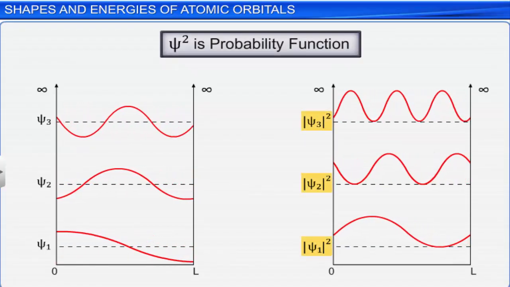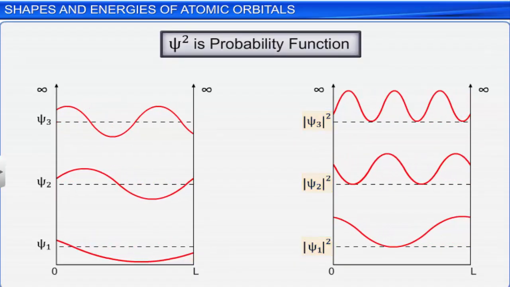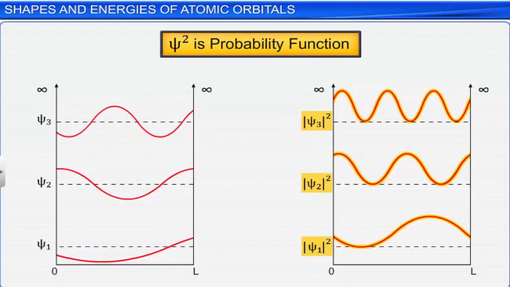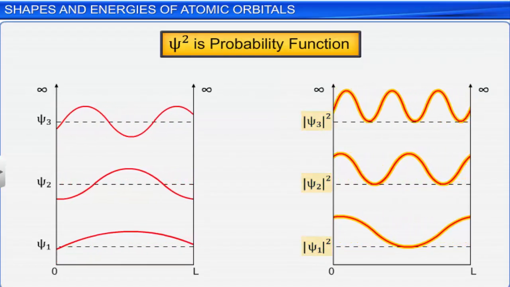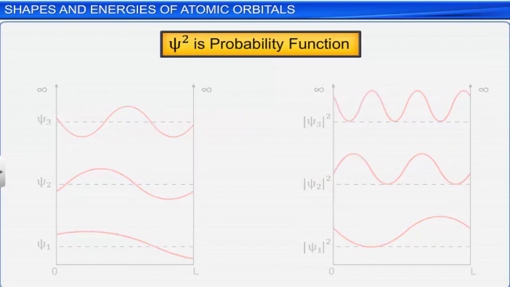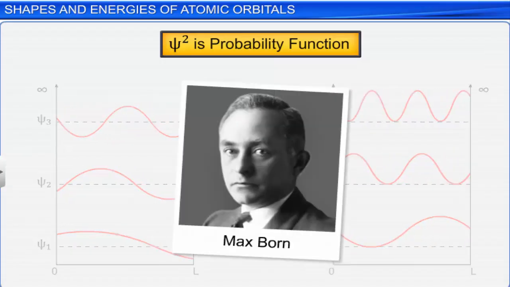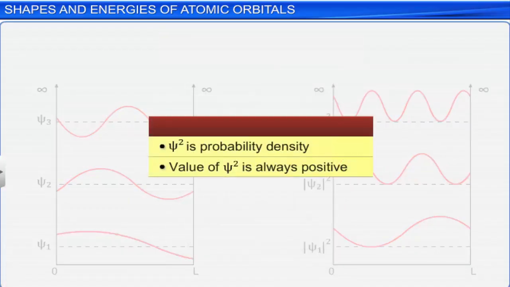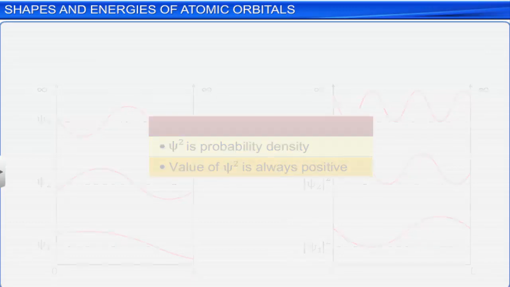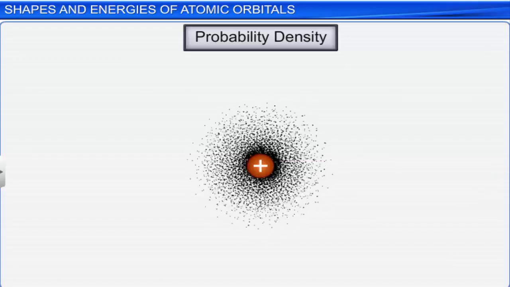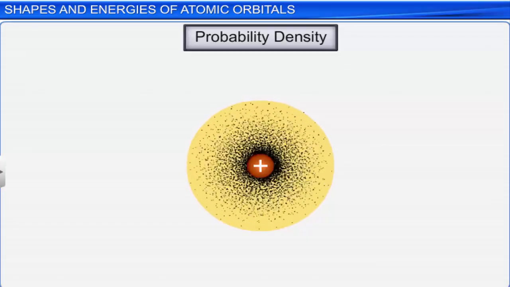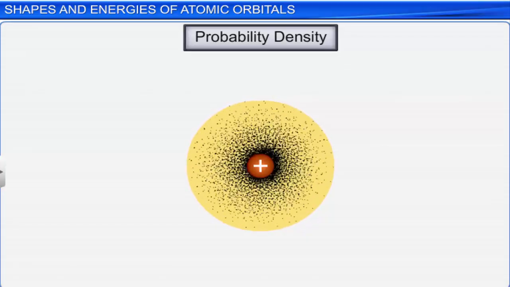Therefore, the square of the amplitude of the electron wave, that is, psi square, gives the probability of finding the electron at a point within an atom. This was predicted by German physicist Max Born. That is why the function psi square is called probability density, and is always positive. By finding the probability density at different points in an atom, one can predict the region of space around the nucleus within which the probability of finding the electron is the maximum.